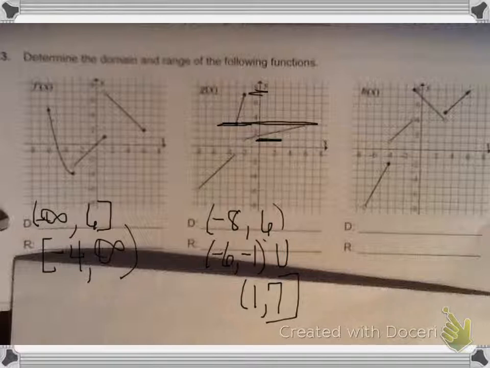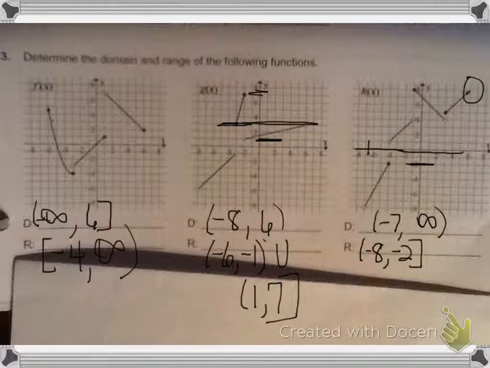The third graph, we're looking at our x-axis, and it starts at negative 7. And because it keeps going, going, going, and because of this arrow, it goes to infinity. Now our range, now be careful about this one. It starts at negative 8. It stops at negative 2 with a bracket because it's a closed circle.